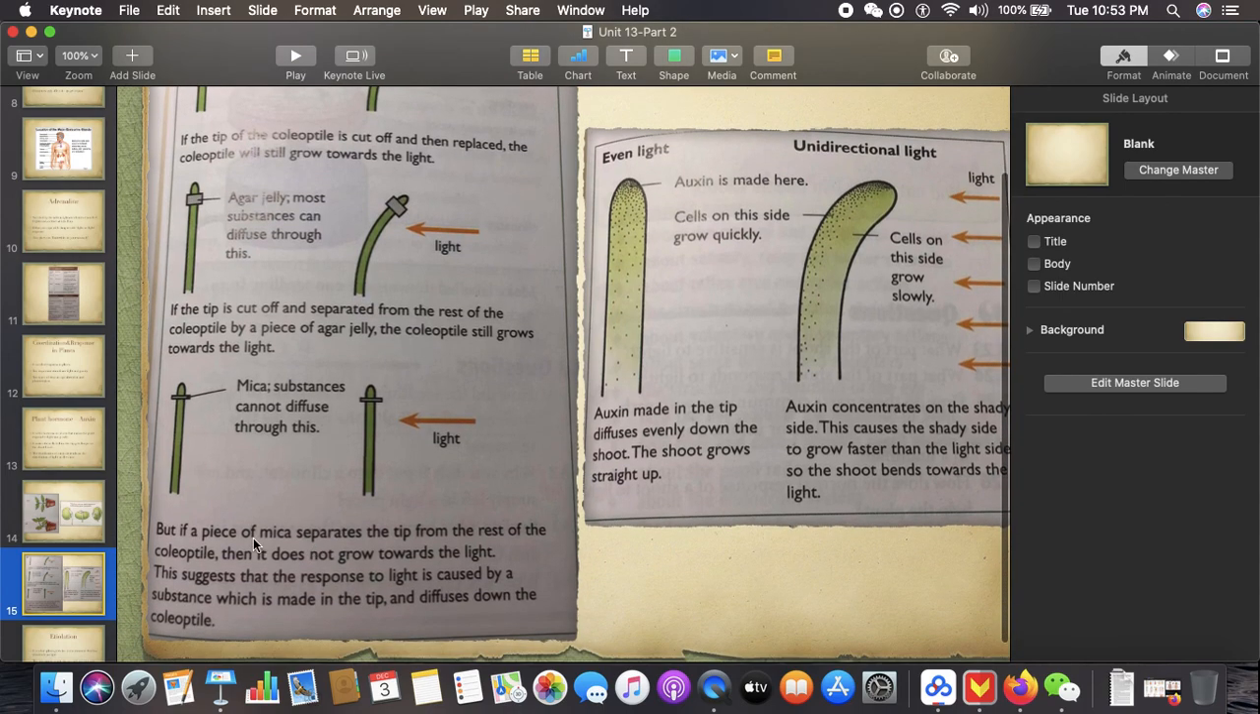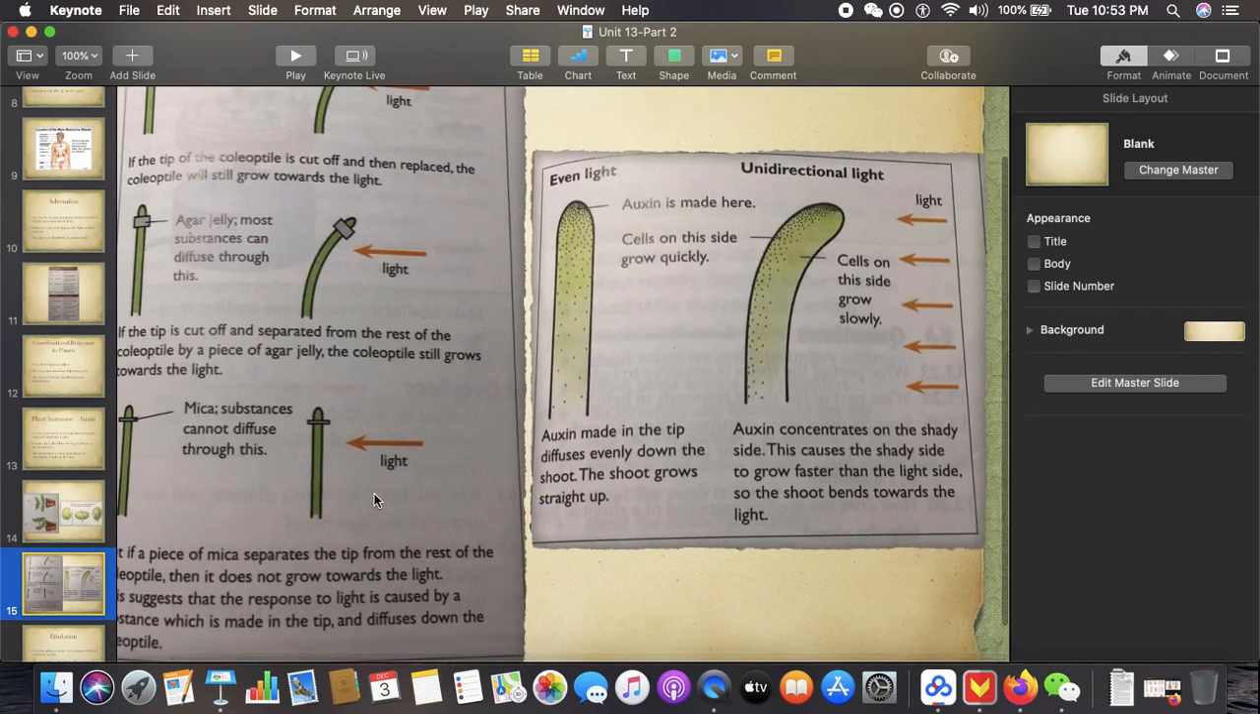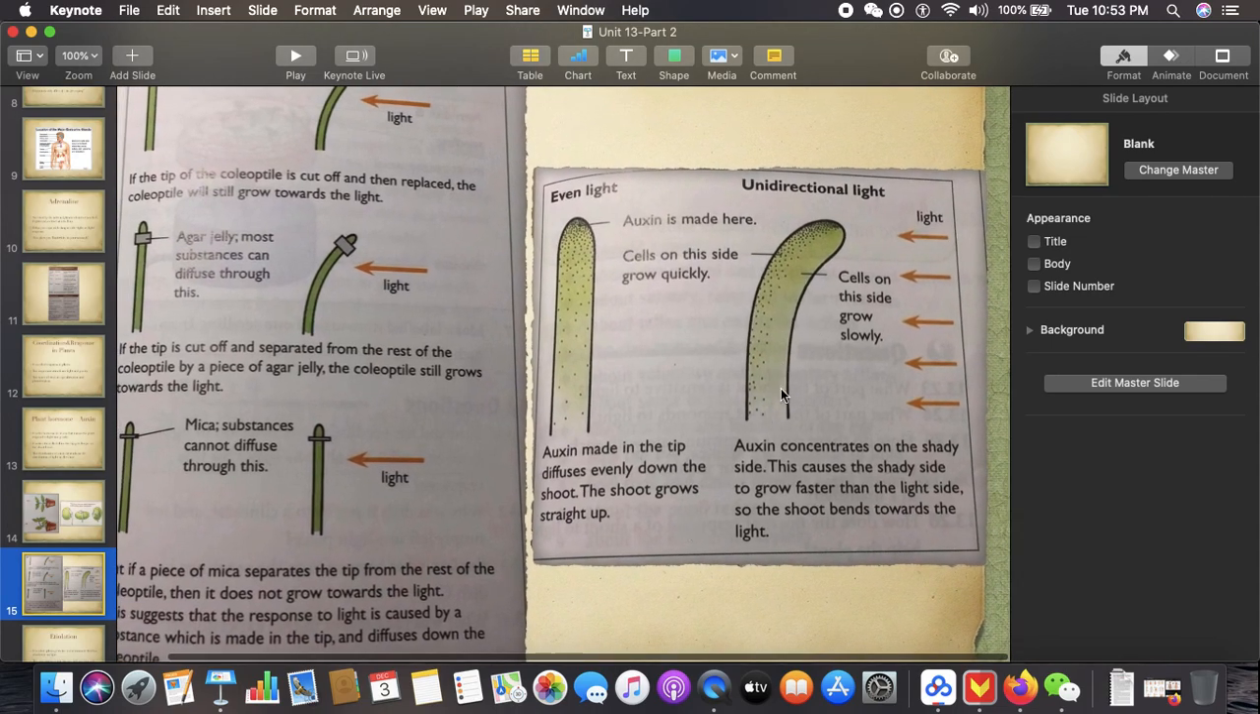But if a piece of mica, which is impermeable, cuts in here, then the shoot does not grow because auxin cannot diffuse past the mica down to the rest of the plant. And here's just what I explained earlier about even light and unidirectional light.